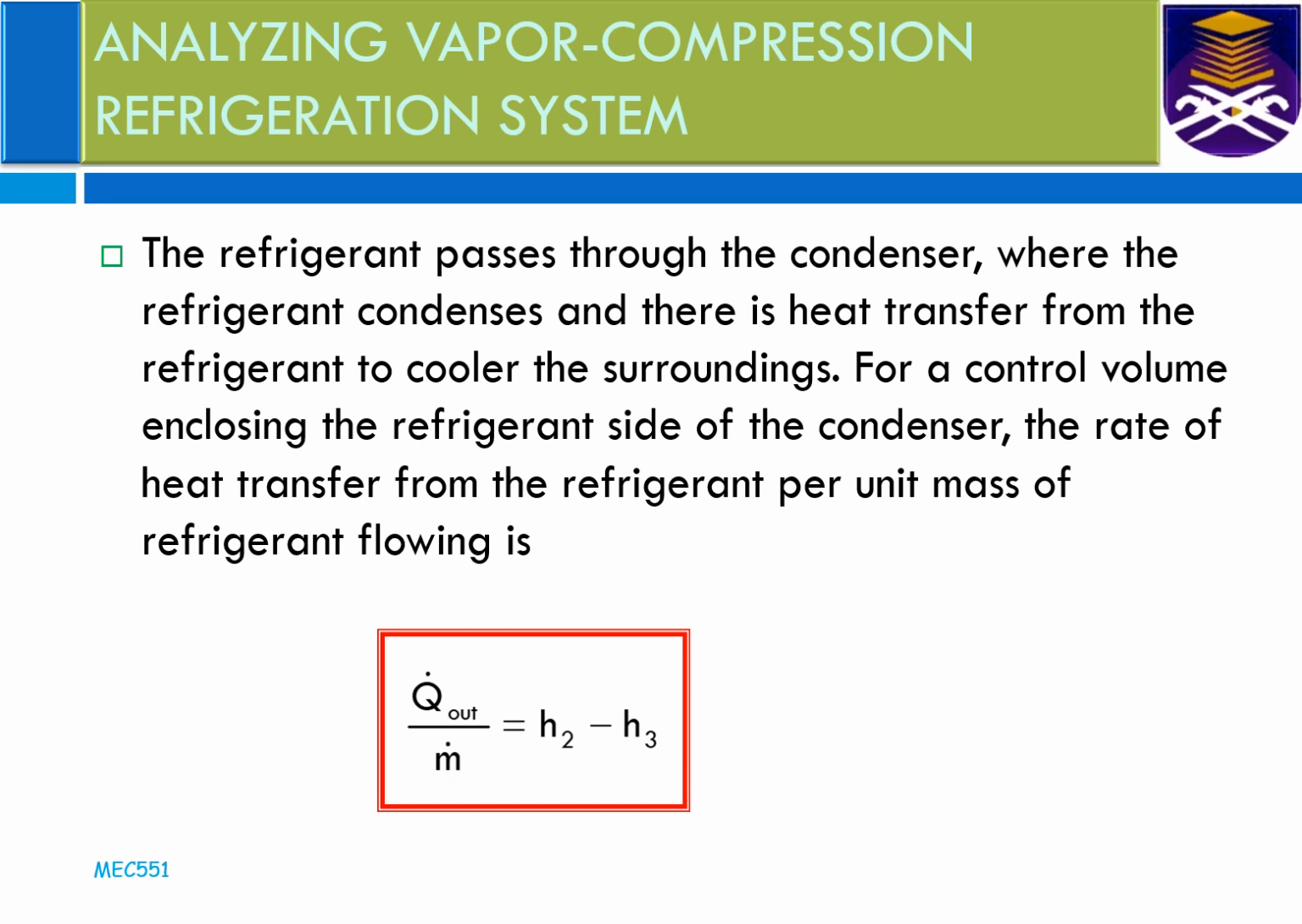Q dot out: the refrigerant passes through the condenser, where the refrigerant condenses, and there is heat transfer from the refrigerant to the cooler surroundings. For a control volume enclosing the refrigerant side of the condenser, the rate of heat transfer from the refrigerant per unit mass is given by these equations, and can also be rewritten as Q dot out equal to m dot (h2 minus h3), or h3 minus h2. But this h3 minus h2 will give you a negative value actually.